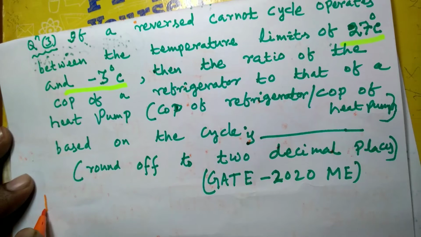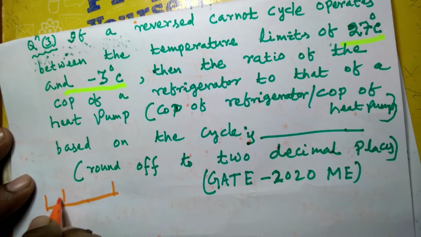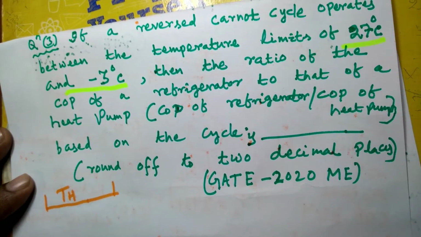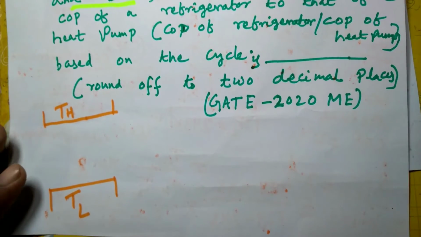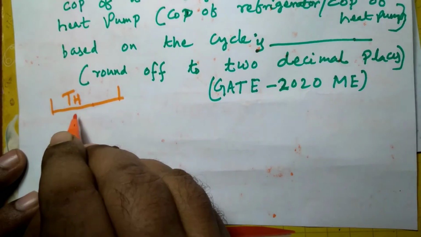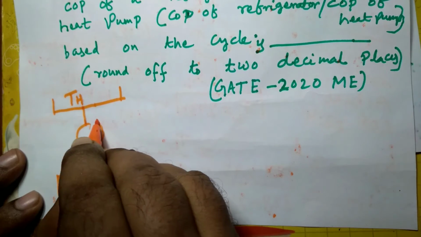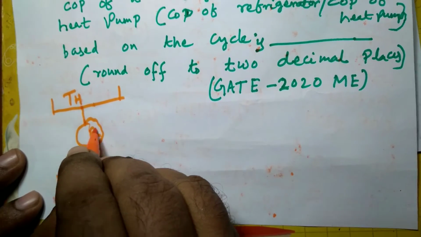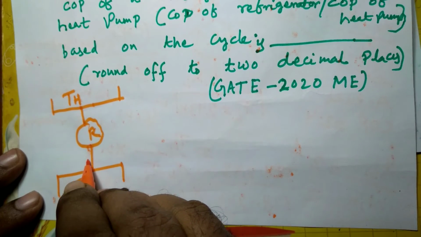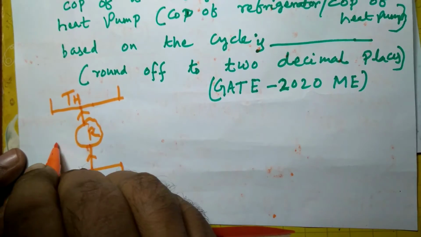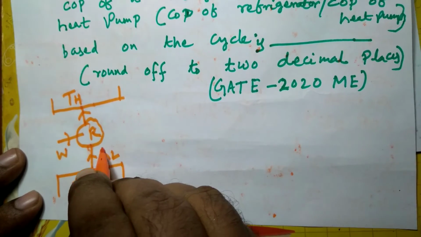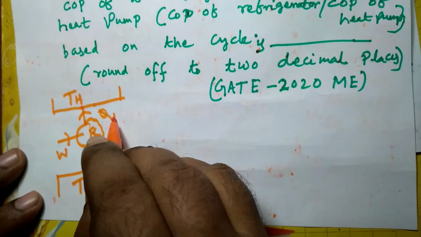You see, suppose the higher temperature is TH and the lower temperature is TL. Obviously, since this is a refrigerator, the same refrigerator can also act like a heat pump. You see, the direction of heat flow is like this. This is the W, this is QL, and this is QH.